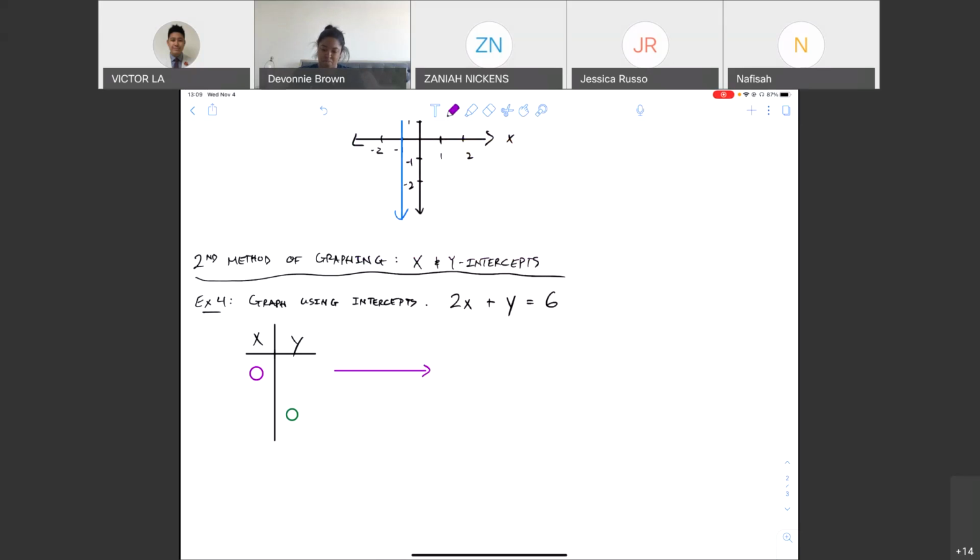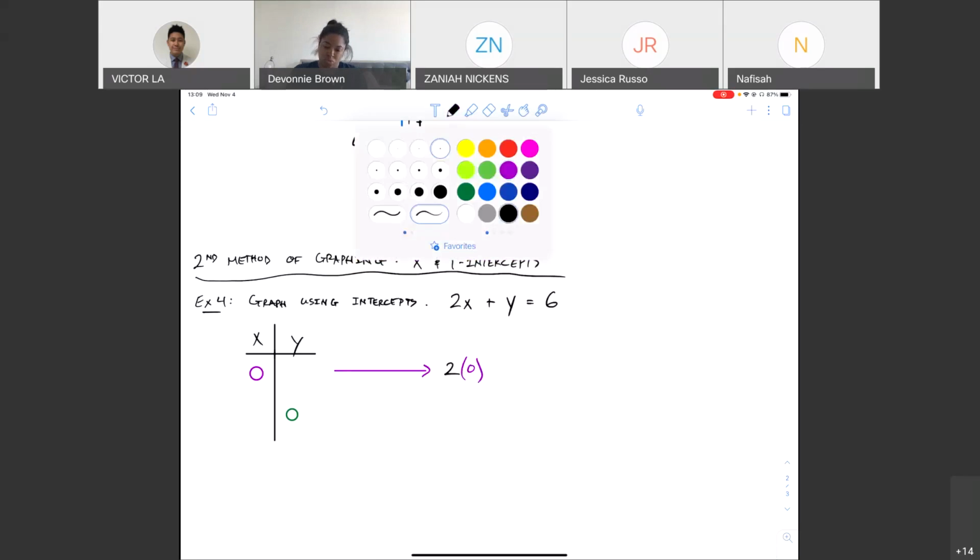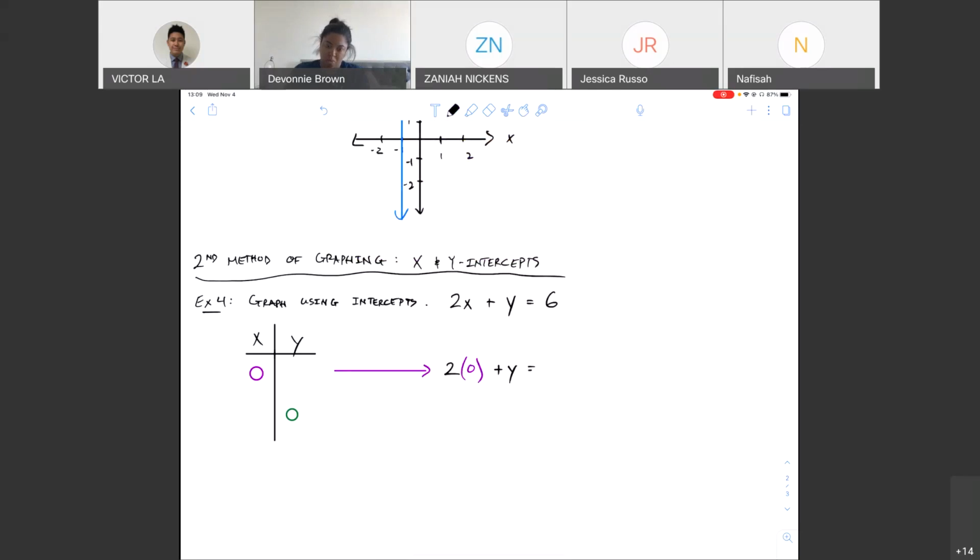I'll draw an arrow. So we got 2 times 0 plus y equals 6. So what happens? This cancels. We're left with positive y, or y in this case, is equal to 6. Which means that y is equal to 6. Done. Okay, what about the other one?